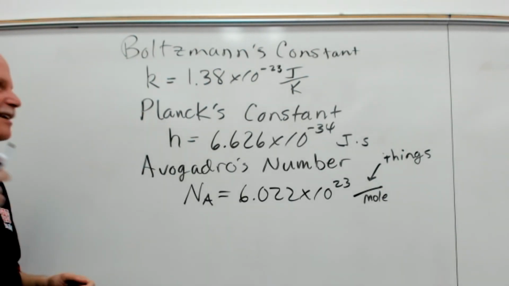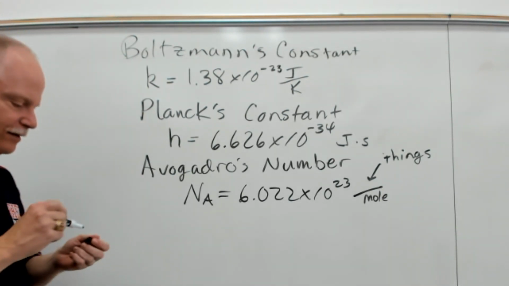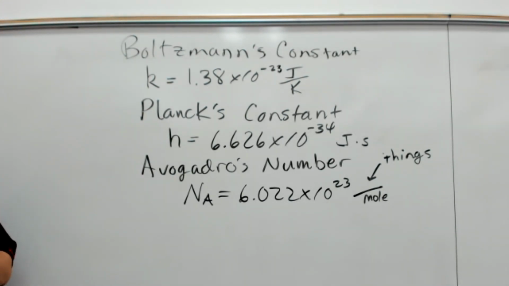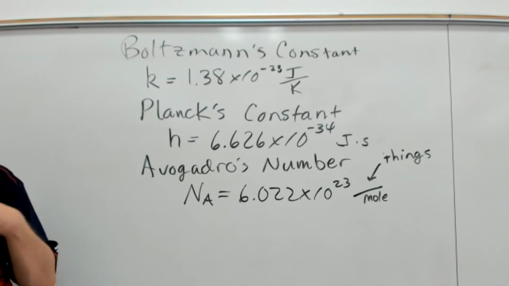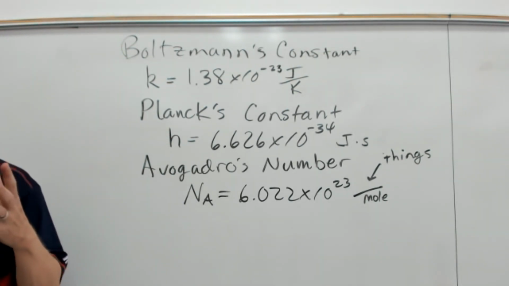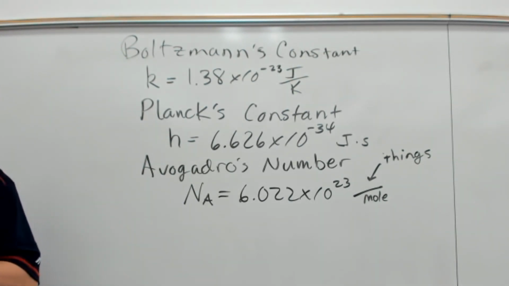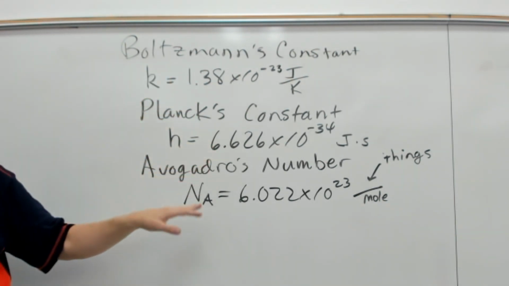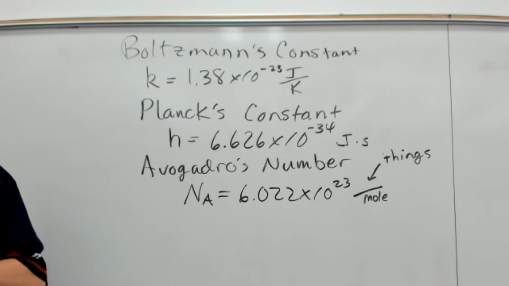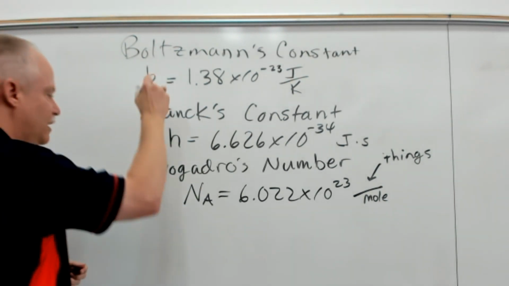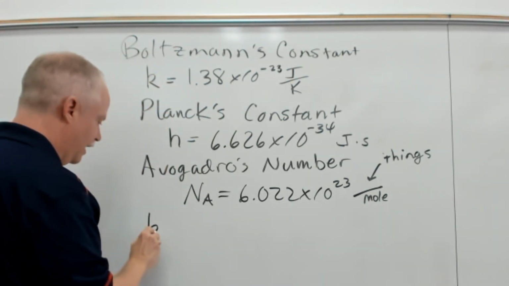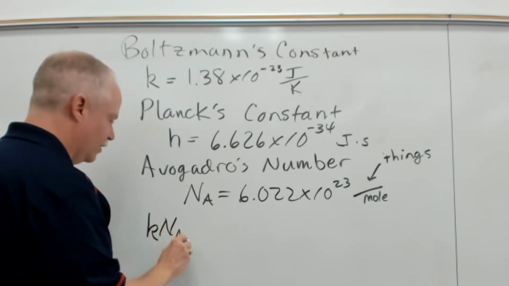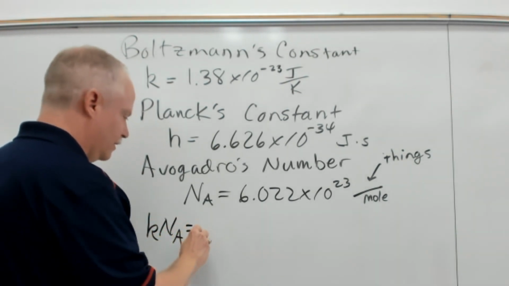So let's think about this one. One of the first things that Boltzmann studied was gases. And he was dealing with large numbers of particles, and so he was always using his constant and Avogadro's number together in studying these gases. And so he would take his constant, k, and multiply by Avogadro's number, A. So let's do that.